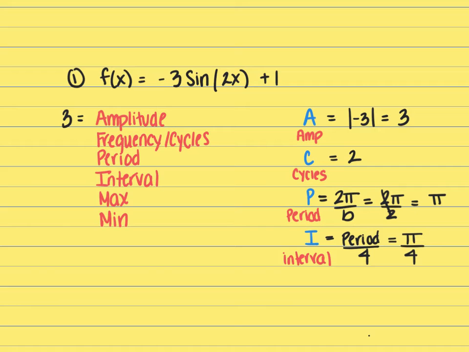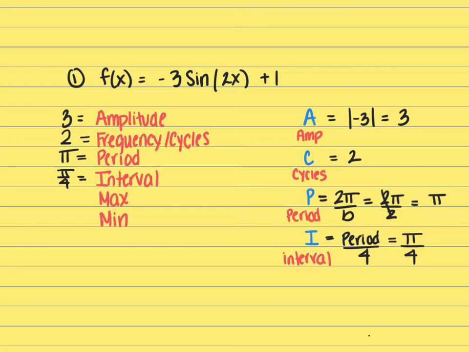So let's go ahead with our ACPI. Can we answer these questions? We already got the amplitude. Frequency, or cycles, is found by looking at this C, so that's 2. Period, after doing the algebra, we found was pi. Interval we found was pi over 4.